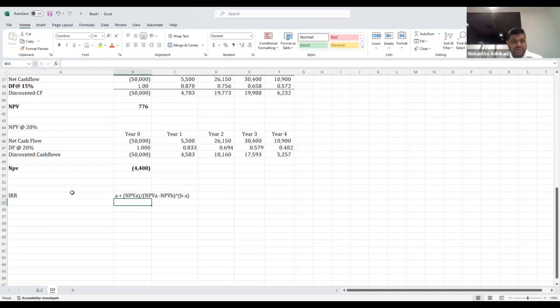Okay, now if we're looking at the scenario, A is 15% plus NPV at the lower discount rate, which is 776, divided by 776 minus 4,408, into the higher discount rate 20% minus the lower discount rate 15%. This is the formula.